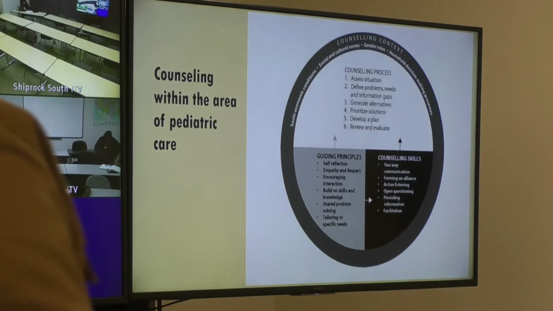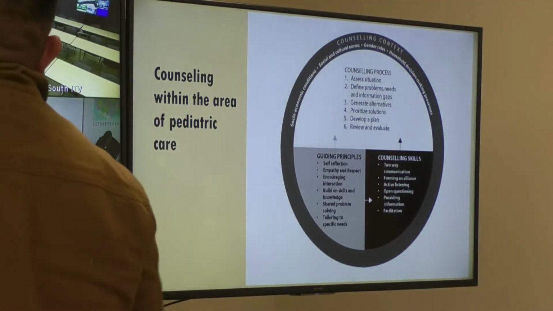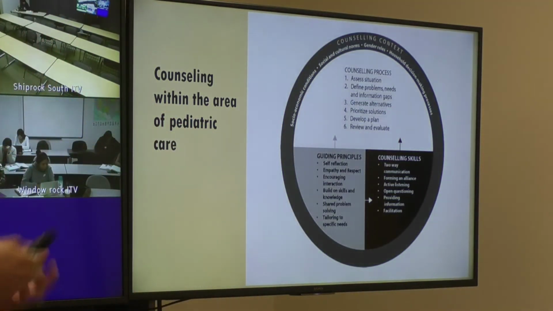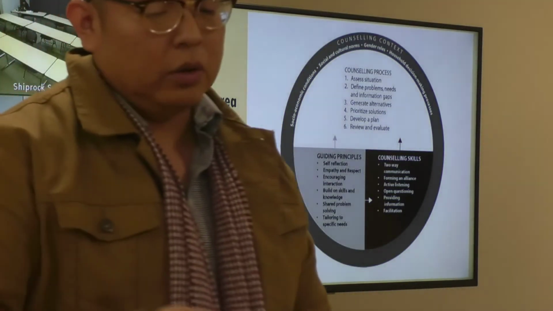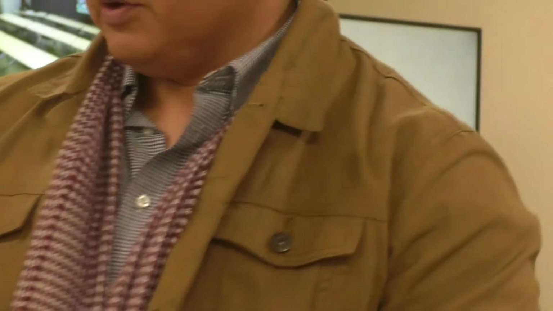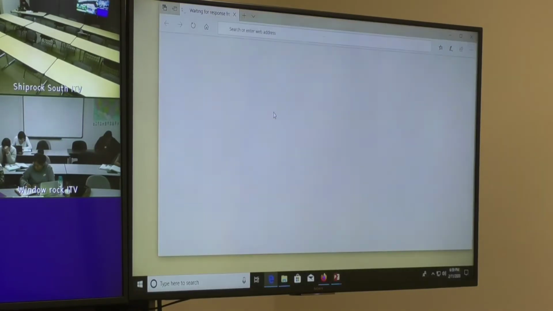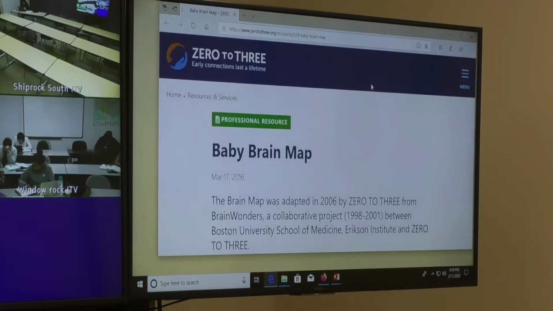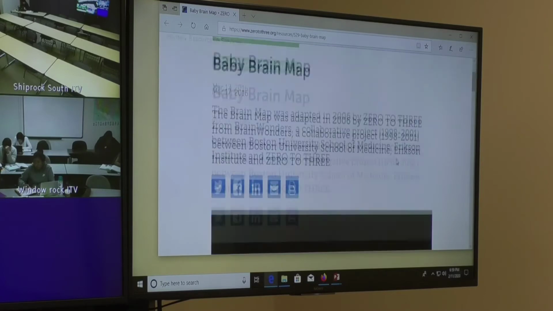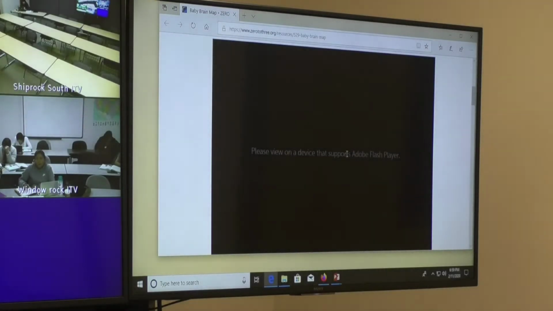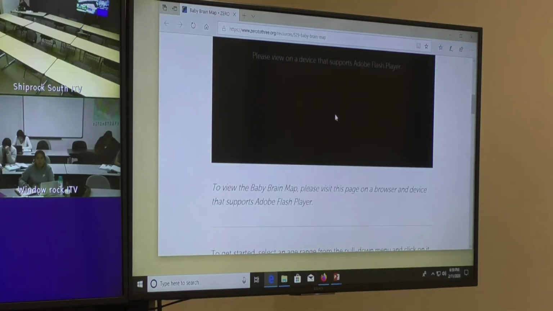So now, facilitation. You provide information, you offer the information, and then you facilitate. You're saying, okay, how can we work together as a whole? What things can we do? Within that, this is where the information comes in. So if you click on this, 0 to 3, this is all children. If you have a chance, this is a good guide because it's your baby's brain map.